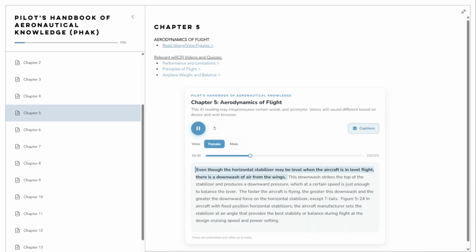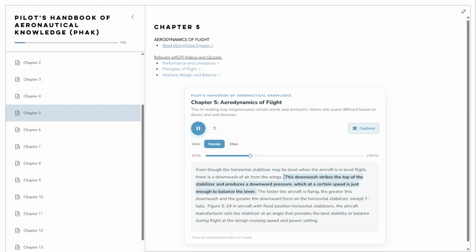Even though the horizontal stabilizer may be level when the aircraft is in level flight, there is a downwash of air from the wings. This downwash strikes the top of the stabilizer and produces a downward pressure, which at a certain speed is just enough to balance the lever. The faster the aircraft is flying, the greater this downwash and the greater the downward force on the horizontal stabilizer, except T-tails. Figure 5-24. In aircraft with fixed position horizontal stabilizers, the aircraft manufacturer sets the stabilizer at an angle that provides the best stability or balance during flight at the design cruising speed and power setting.